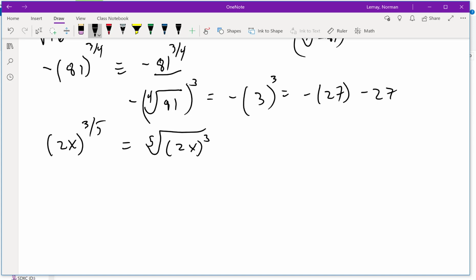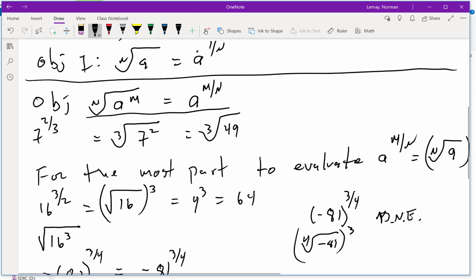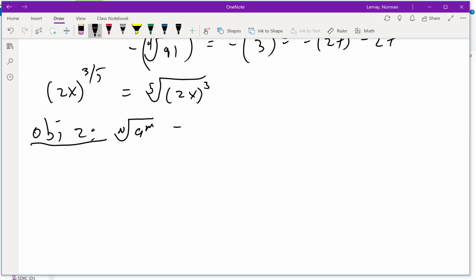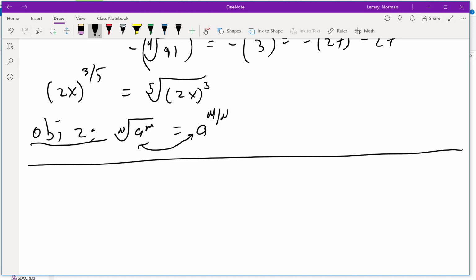So this is objective 2. The bottom line is to write this general form right here. I'll rewrite objective 2 down here a little cleaner: the nth root of a to the m is a to the m over n. And let's just note that this equality does go back and forth.